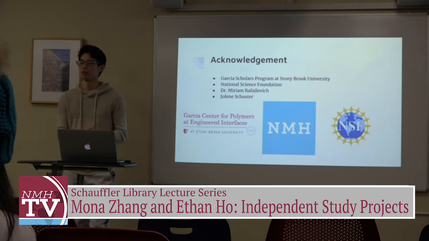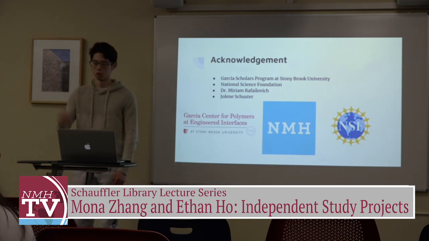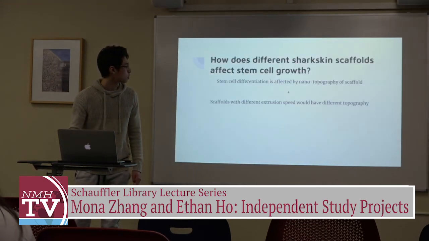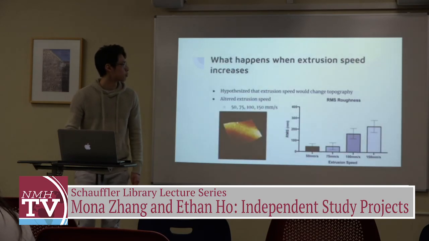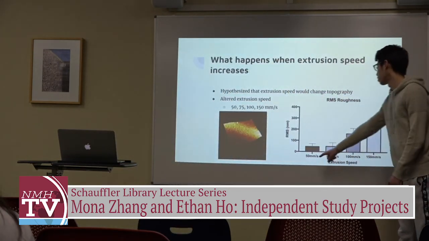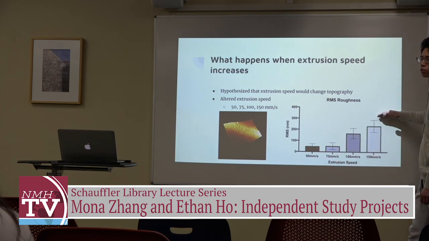Yeah, I guess I didn't explain it that well. When you increase the extrusion speed, that also changes the roughness. So when you increase the extrusion speed here, these stand for the extrusion speed. As you go higher, the roughness of each scaffold increases too. So higher extrusion speed means a rougher surface. In summary, a rougher surface would yield more enhanced cells in tooth and bone growth.